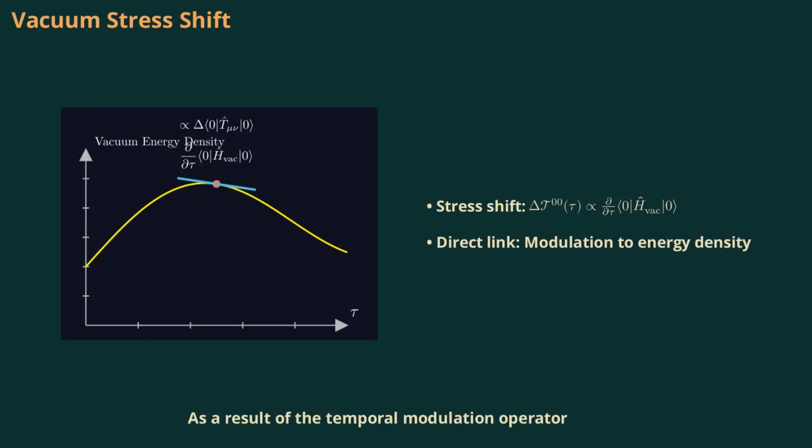As a result of the temporal modulation operator, the vacuum stress tensor experiences a shift that is proportional to the derivative of the vacuum Hamiltonian's expectation value with respect to tau. This establishes a direct mathematical link between temporal modulation and changes in vacuum energy density. Such a relationship is key for developing technologies that can harness vacuum fluctuations for practical applications, including advanced propulsion systems.